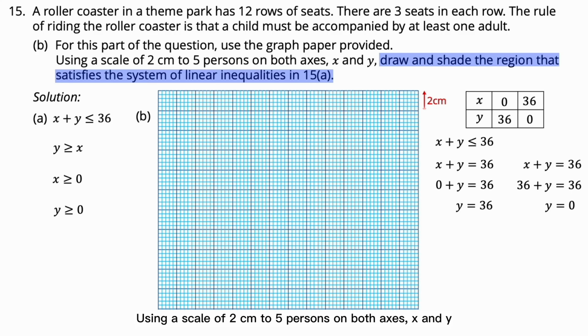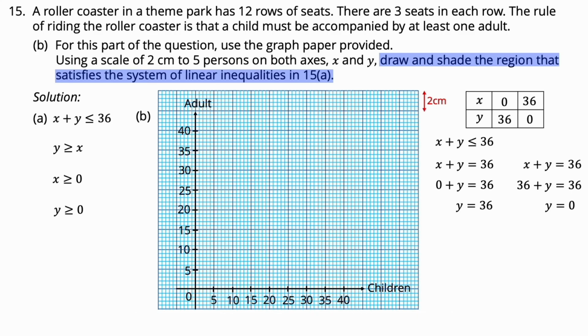Using a scale of 2 cm to 5 units on both axes, x and y, plot the point 0, 36: x is 0, y is 36, and the point 36, 0: x is 36 and y is 0. Join them up with a solid line. We graph the equation as a solid line because the inequality sign is less than or equal to. The solid line is included in the solution. Shade the unsatisfied region that is above the straight line.